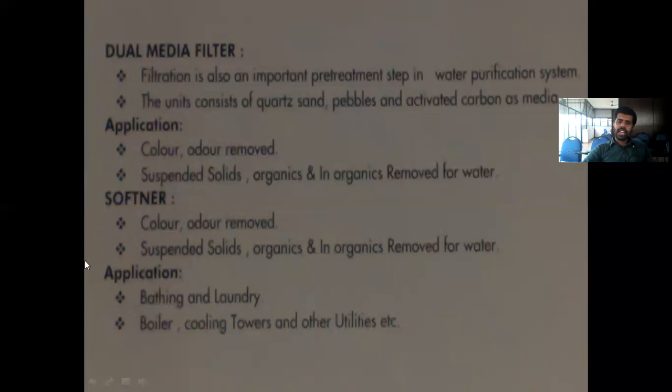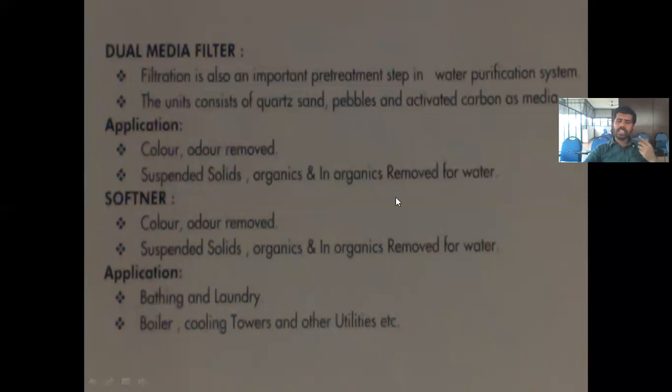Okay, and where this is applicable is in bathing and laundry, boilers, cooling towers, and other utilities. You can use these softeners for purification. In these boilers and cooling towers, scaling may occur.